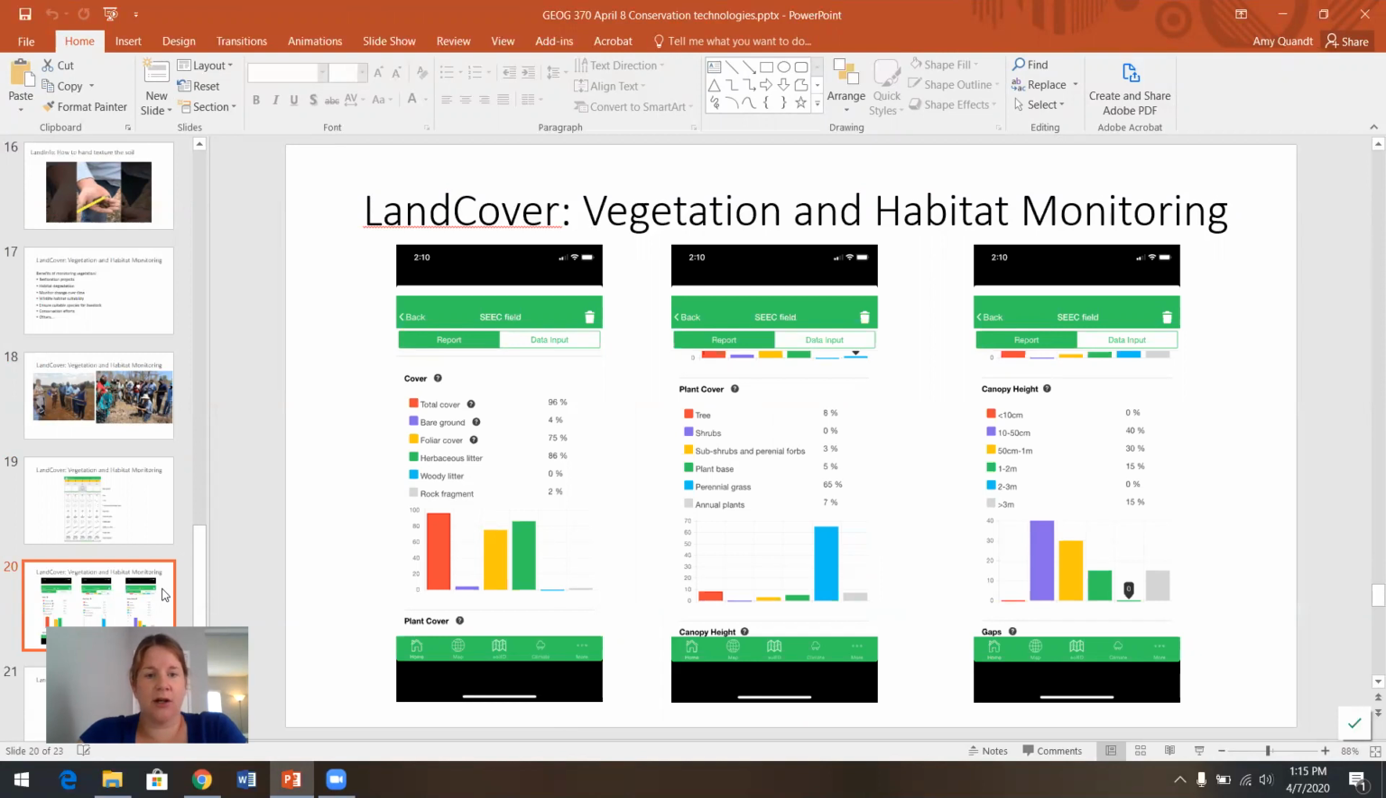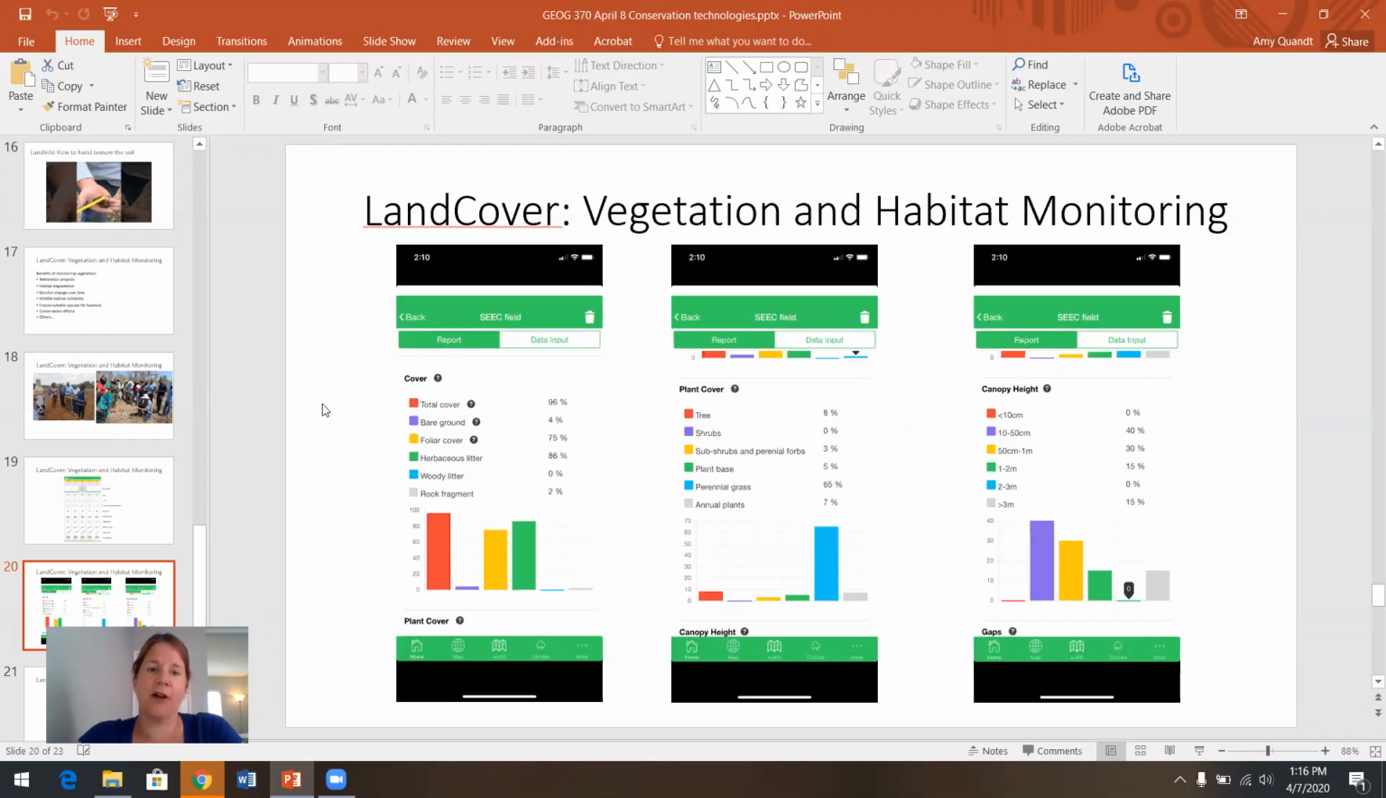So total cover, plant cover versus bare ground, foliar cover, so that's leaves, herbaceous litter, woody litter, and then of the plant cover, what types of plants do you have? So based on this, you would say the dominant plant type in this plot was grass, perennial grass. And then canopy height is also important. So particularly when it comes to birds, certain birds require certain heights of trees or certain heights of plants. So recording this is also helpful to know habitat suitability for different species of wildlife.